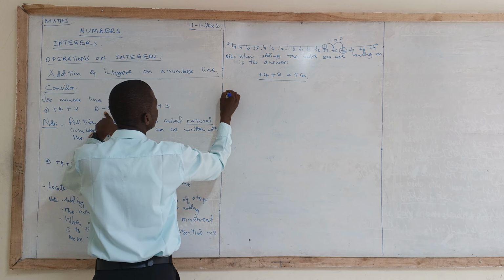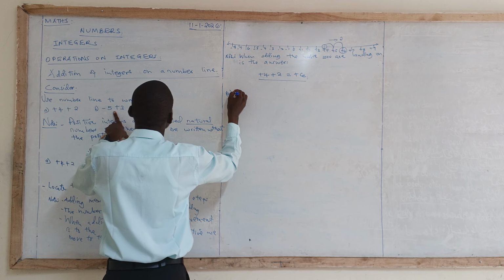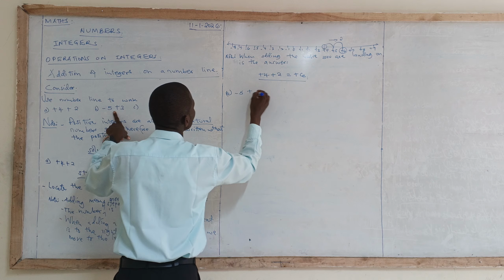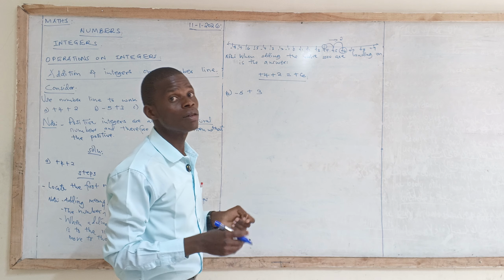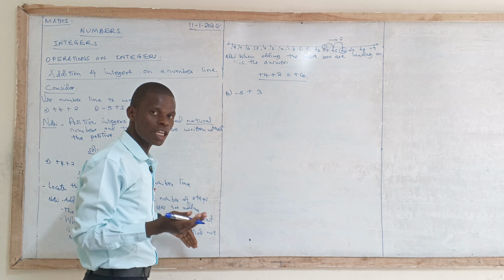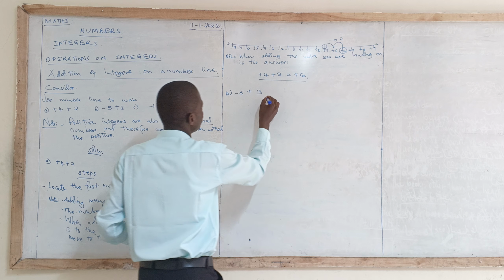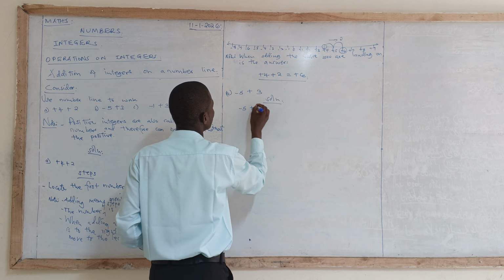B here, what do you have? We have negative 5 plus 3. So 3 is also a natural number, and natural numbers are positive numbers. So meaning that we are adding positive 3 here. Procedure remains the same. Solution, we have negative 5 plus 3.